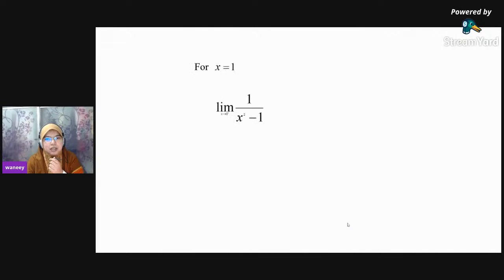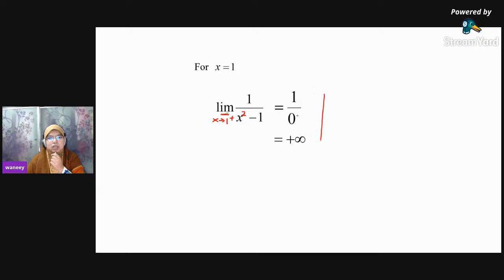Okay, and then for x equal to 1, this is for x approaching 1 on the right hand side of 1 over x squared minus 1. So substitute x with 1, we are going to get 1 over 0, so it will become positive infinity.